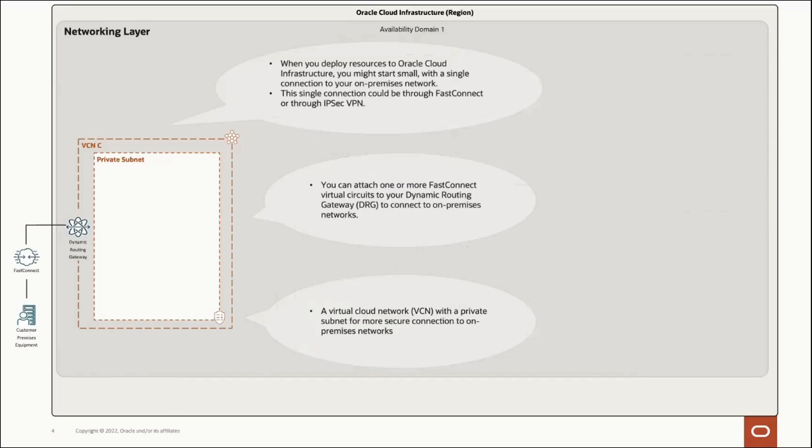I have a couple of bullet points on here. You can attach one or more FastConnect virtual circuits to your DRG to connect to on-premises networks. And this is something where you ask, what do I need to build out to be able to do this? And what's the timeline for building this out? This is why we need the blueprint. This is one of the core functionalities: let's plan what we're doing for the application, figure out the timeline, and then implement it.